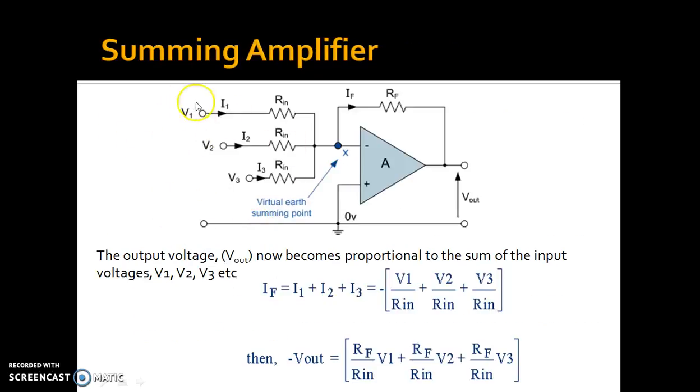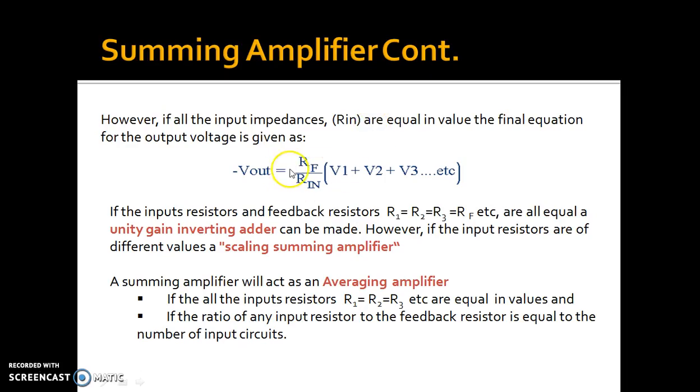Like this, in this circuit, the input terminals are 3. So the ratio of Rn by Rf should be equal to 3. If this ratio is equal to 3, then we will have the Vout as V1 plus V2 plus V3 by 3. That will be the averaging of 3 input voltages at the output terminal. And that's how we can make the summing amplifier an averaging amplifier.